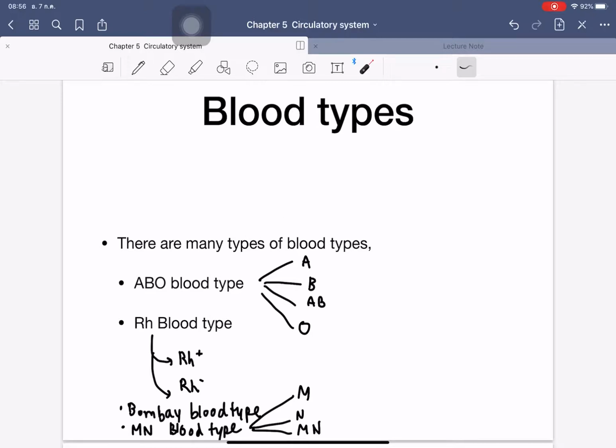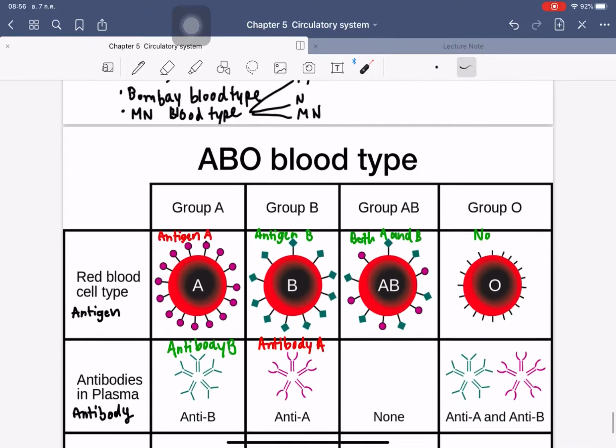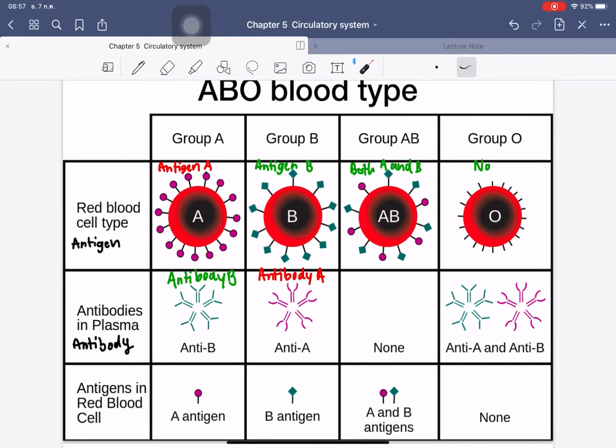For the ABO blood type we have 4 variations: A, B, AB, and O. And for the RH we have 2 subtypes: RH positive and RH negative. We have Bombay and MN, but I will not mention them. The first one is the ABO blood type, starting from blood type A.